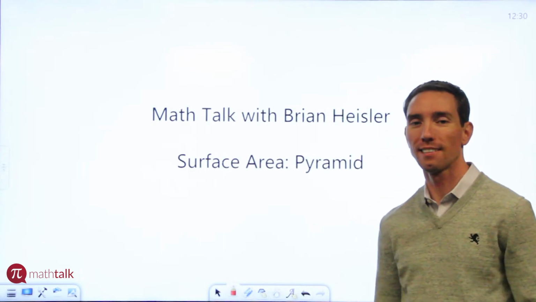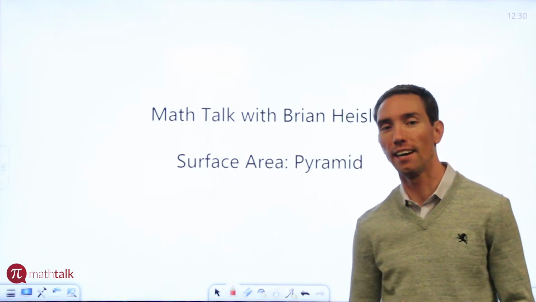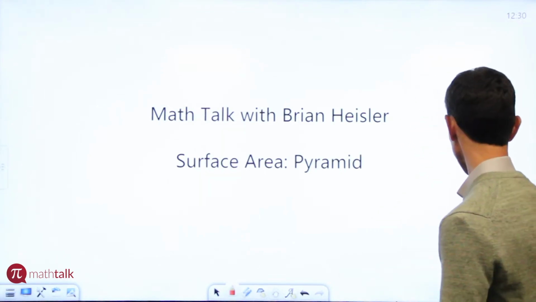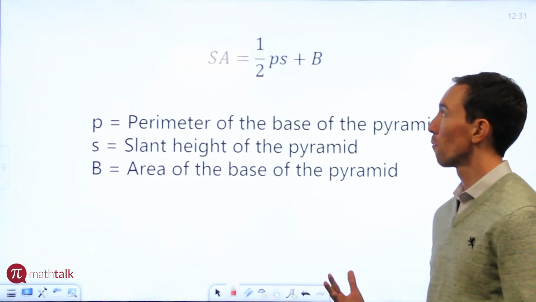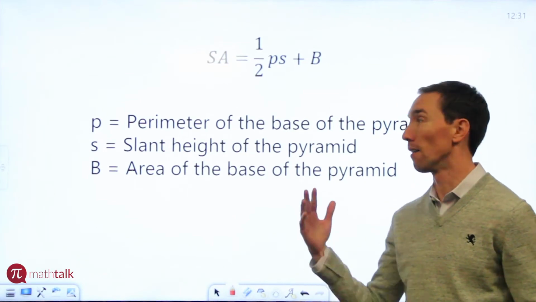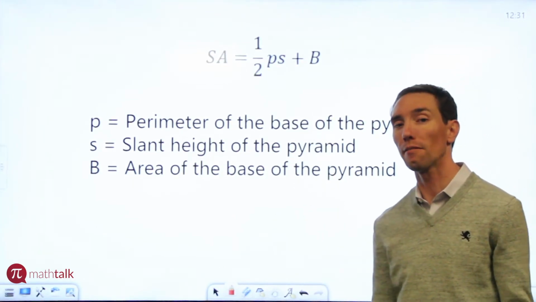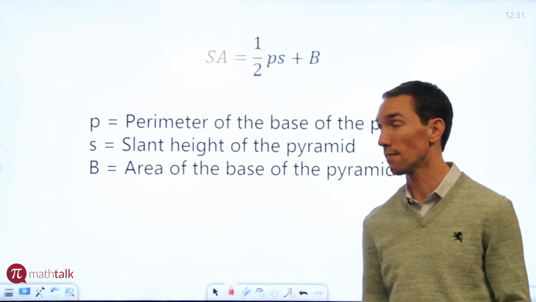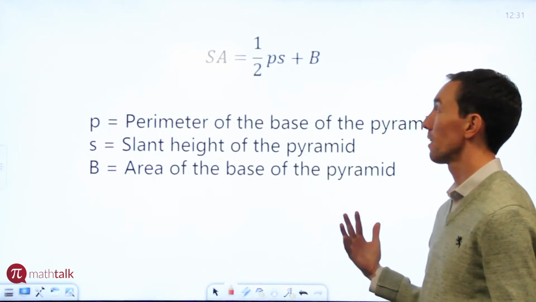I'm your host Brian Heisler, and today we're going to continue the series on how to calculate surface area, and we're going to look at pyramids. So the formula for the surface area of a pyramid is found at the top of your screen. It's also found in your reference sheet, so I highly recommend using that if you come to questions like this on the test. And as you can see, there are a lot of different letters in this.